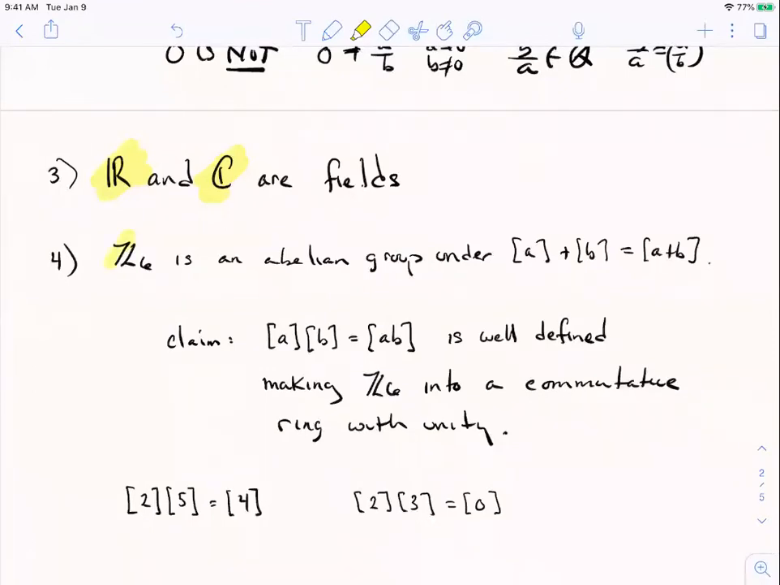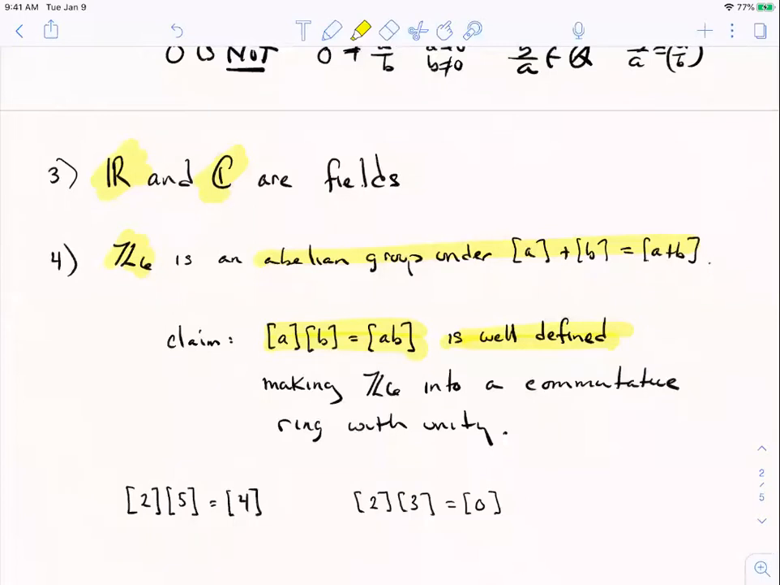But I want to look at a finite group, Z6. We know Z6 is an abelian group under addition mod 6. Here I'm writing the brackets just to emphasize again the equivalence classes. So addition mod 6 is a well-defined operation. Well, I claim that multiplication mod 6 is also well-defined. That's what I'm not proving here today. I'll prove it to you in the next video lecture. But just take it for granted for a second.